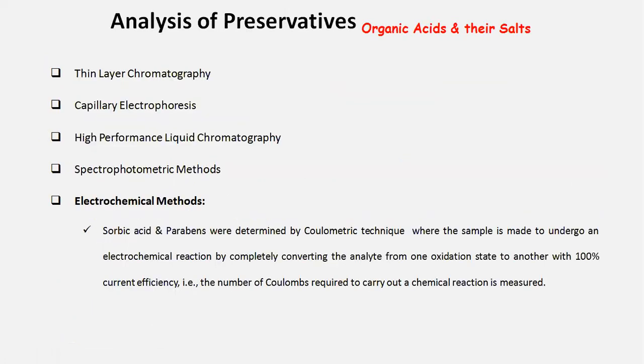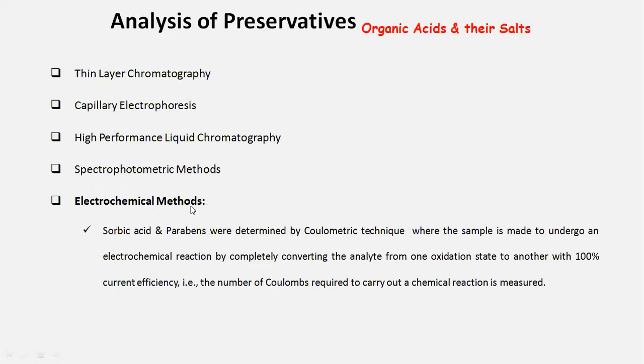Next category of preservatives include organic acids, their salts and esters. The instrumentation methods of analysis for organic acids, salts and their esters include thin layer chromatography, capillary electrophoresis, high performance liquid chromatography, spectrophotometric methods and electrochemical methods. So earlier we had seen all these four, so I am not repeating again. We need to refer back to the analysis of preservatives of parabens. Same information needs to be provided here also.